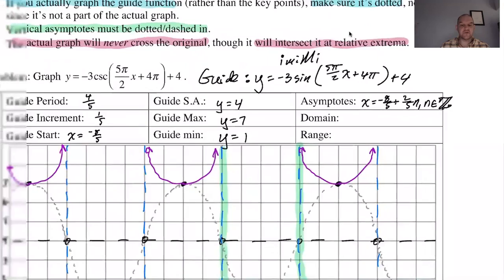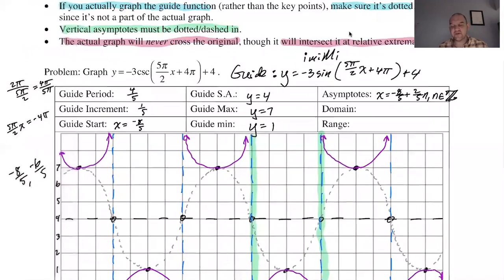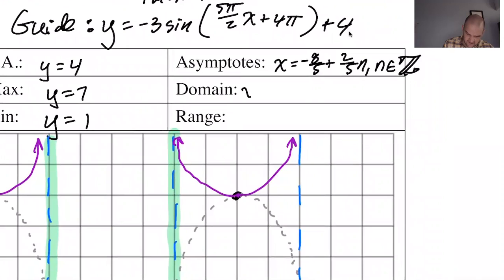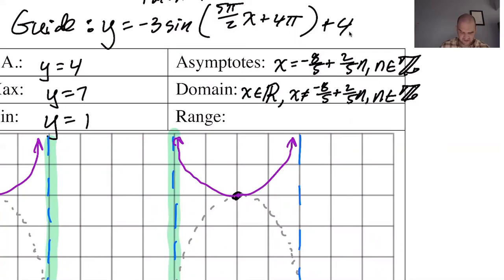Now the question of the domain is everything except the asymptotes. So we just kind of half answered that. So I'm going to say x is an element of the reals, x is not equal to -8/5 plus 2/5 n, where n is an element of the integers. So it's annoying to answer those questions consecutively.